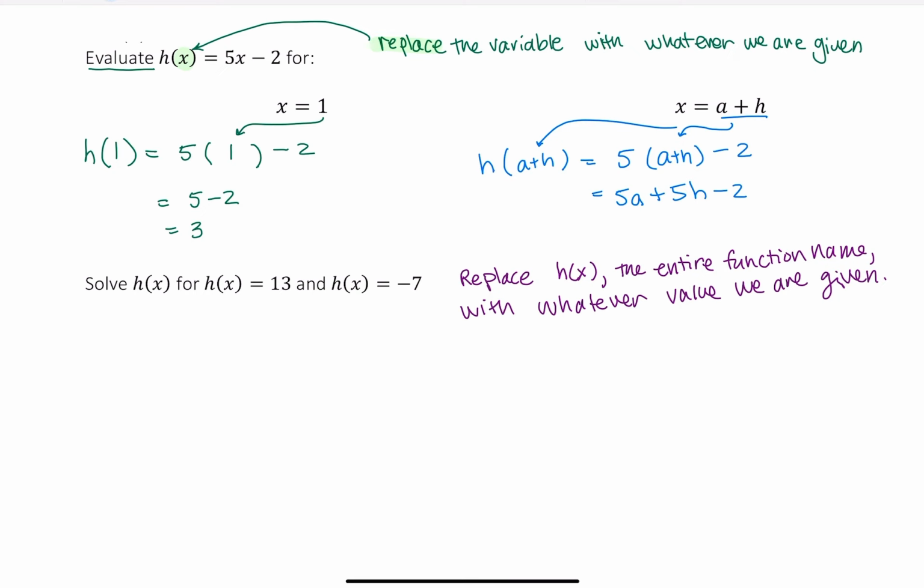Okay, so let's go ahead and do this one first. So h of x equals 13. So I'm going to write h of x equals 5x minus 2. I'm going to replace this h of x. And I'll go ahead and highlight it just to make it very clear. So this is what we're replacing. Replace h of x. Let's go ahead and replace that. I'm going to replace it with a 13, and then everything else stays the same.